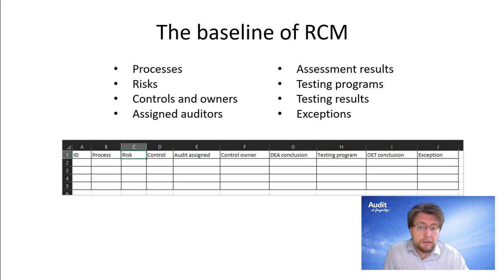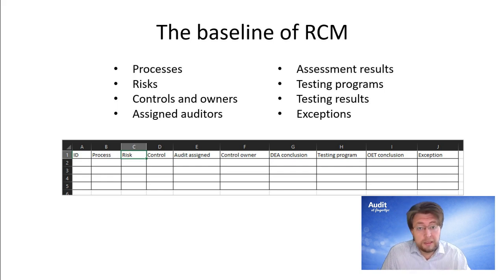Auditors assigned: it's the name of the auditor who is covering that control, doing design effectiveness and operating effectiveness testing. And on the right side, starting from DA conclusion, this is something we start producing after the walkthroughs are done. DEA means we assess the design using our DRAFT or any other methodology. DRAFT is very useful: Detect, Respond, Alert, Fix, and Track.